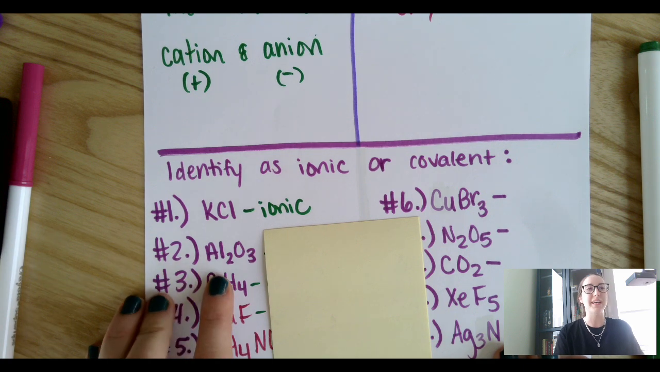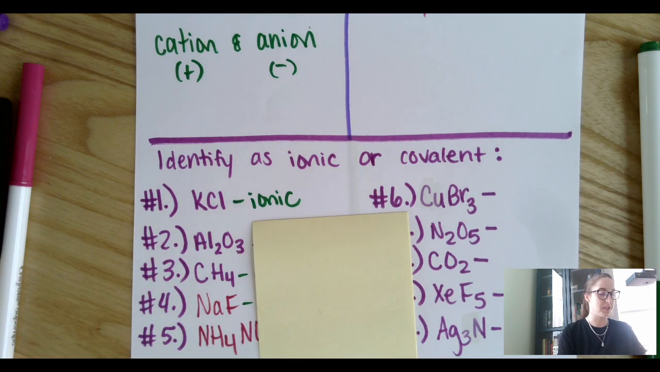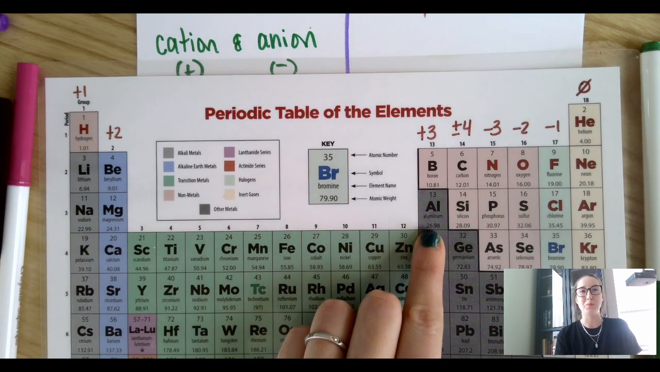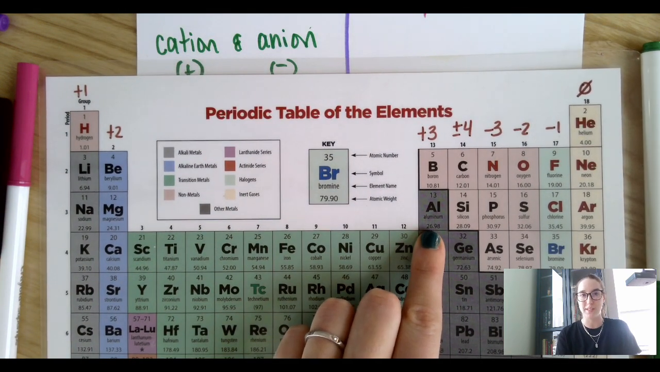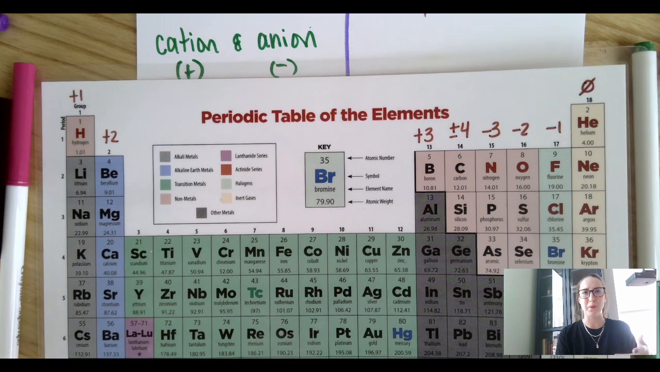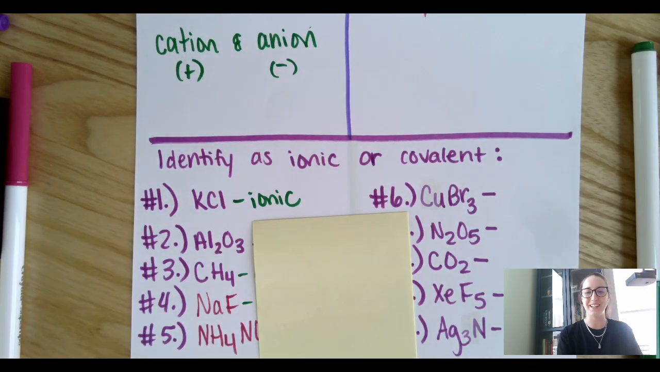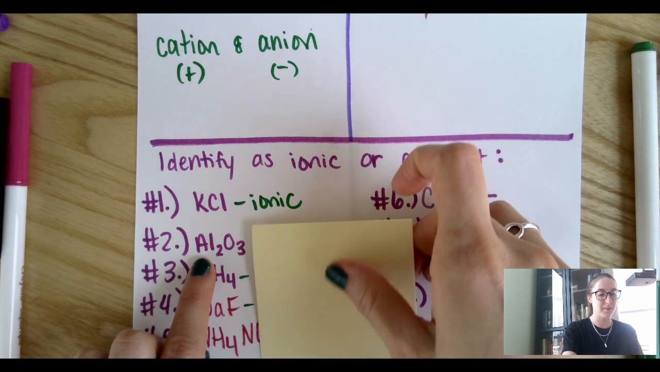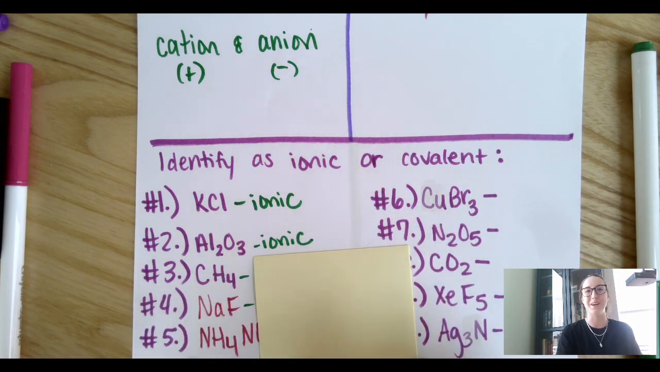Number two, I have Al2O3. Again, looking at that first element, I'm looking at Al. I'm going to find that on the periodic table. Al is aluminum, which is in the metal zone. This is a metal. Think of aluminum foil. It's a solid, definitely not a gas. And so you have aluminum oxide here, and this one begins with a metal as well, so that's going to be ionic, okay?